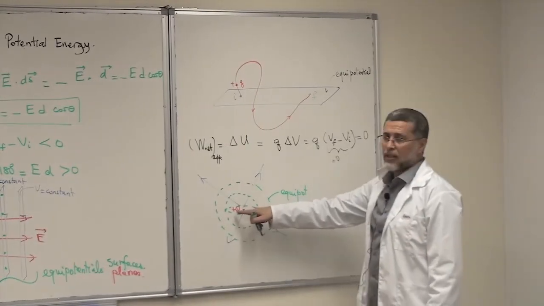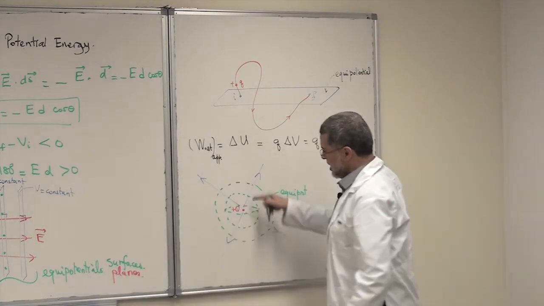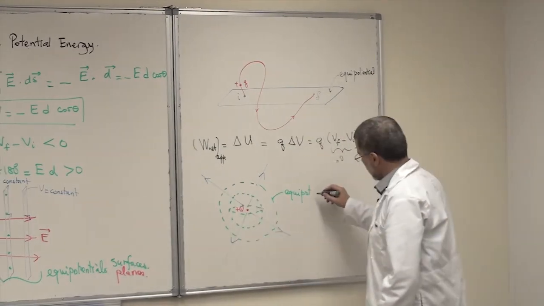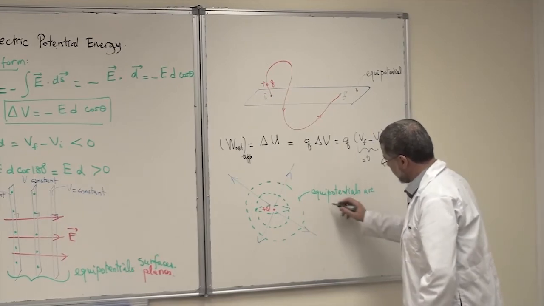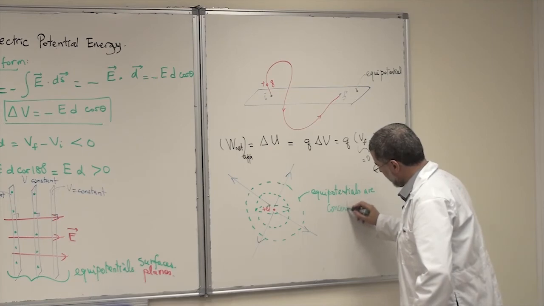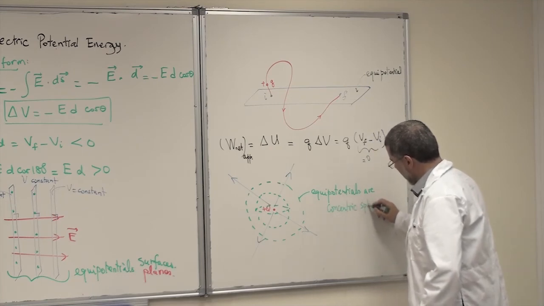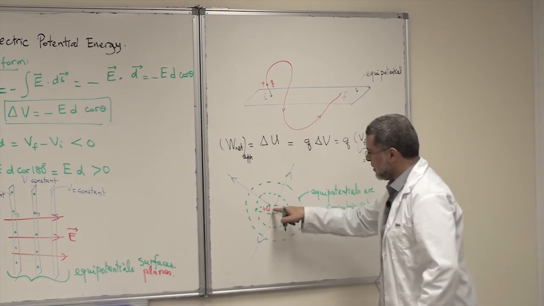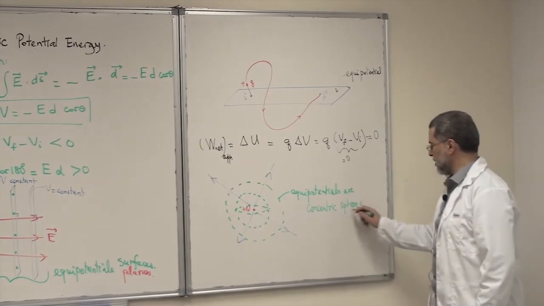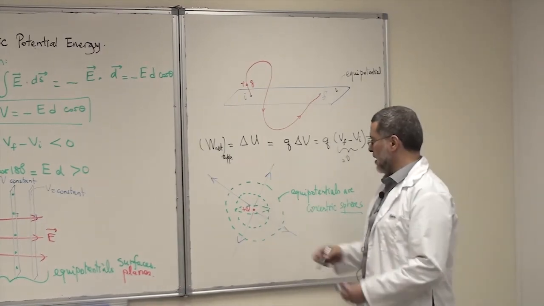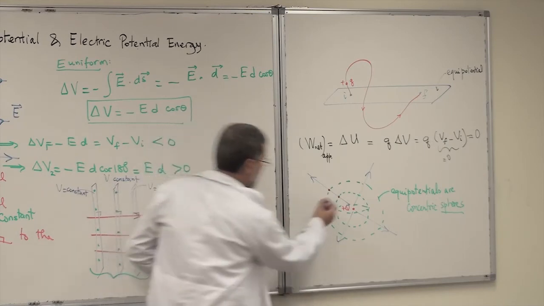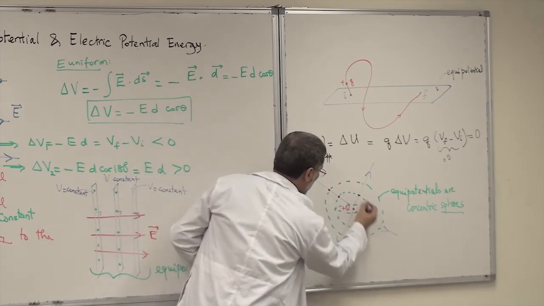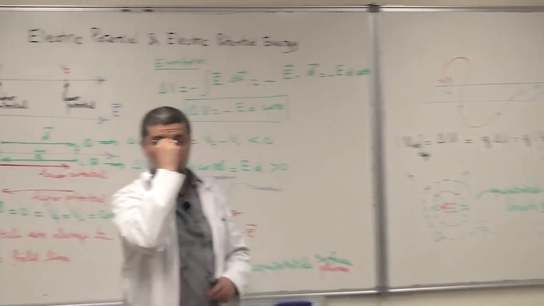Even if the charge was negative, the electric field will be radially inward, and the equipotentials will also be spheres. So equipotentials are concentric spheres. Concentric means they have the same center, and the center will be the charge itself. Very important concept. But you should know, my son, that the potential at this point and this point are not the same. But the potential here and here and here, on the same surface, is constant.